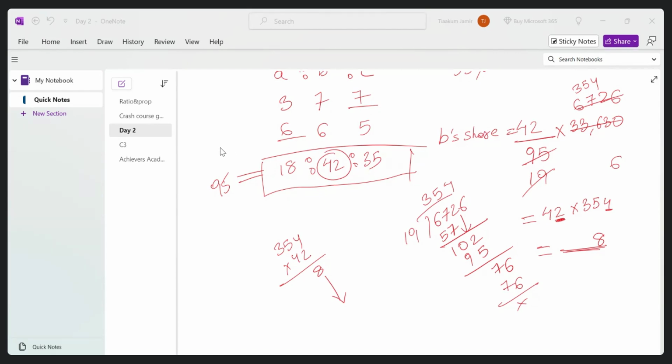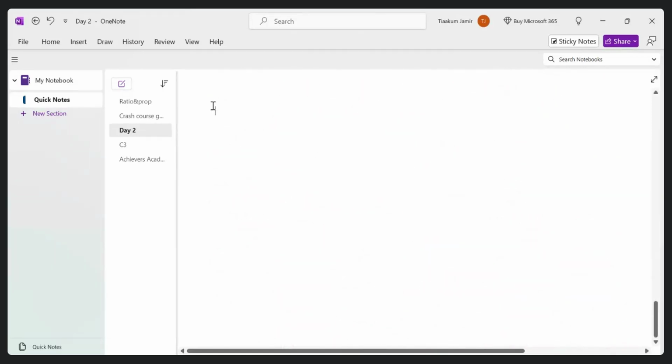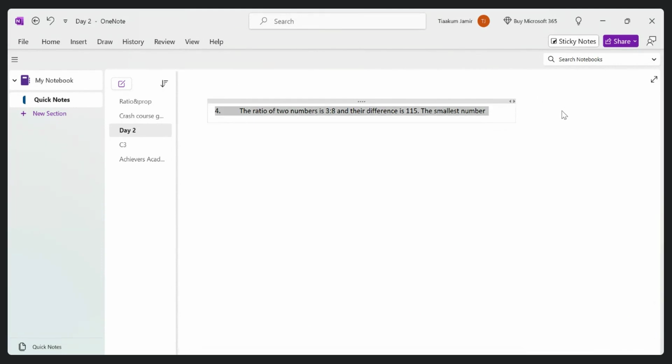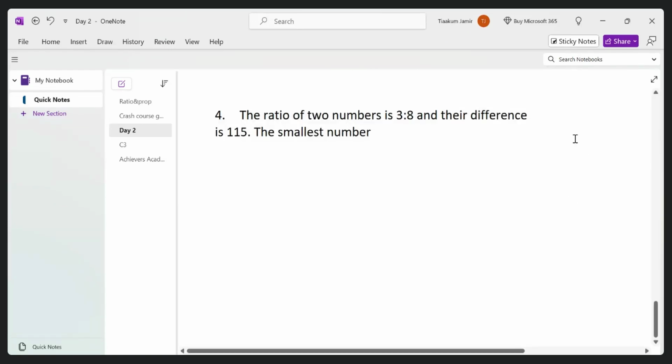Okay. Now let's go to question number 4. See here. According to the question, the ratio of two numbers is 3 to 8. Let's say A and B have the ratio 3 to 8. It says their difference is 115. We need to find the smallest number.